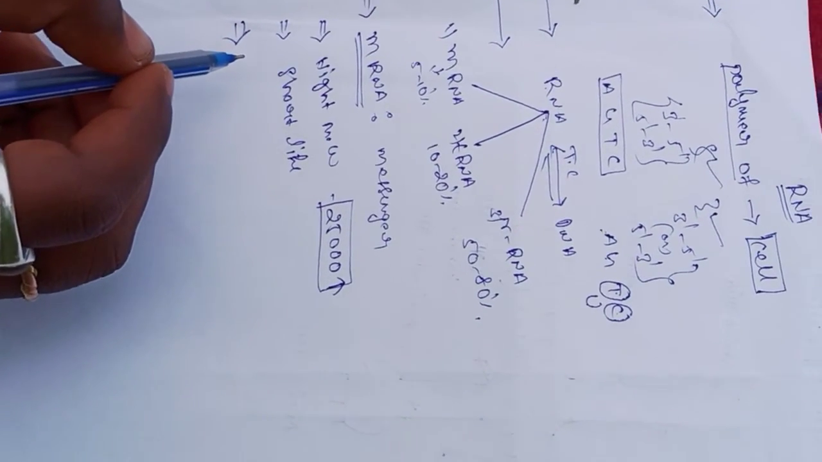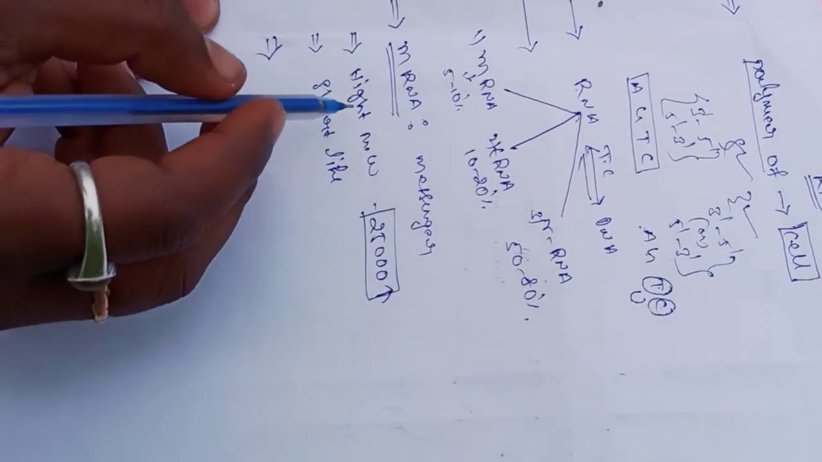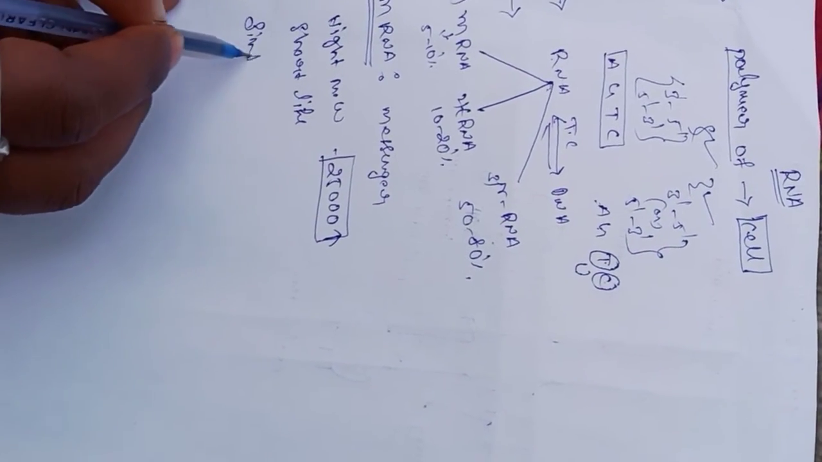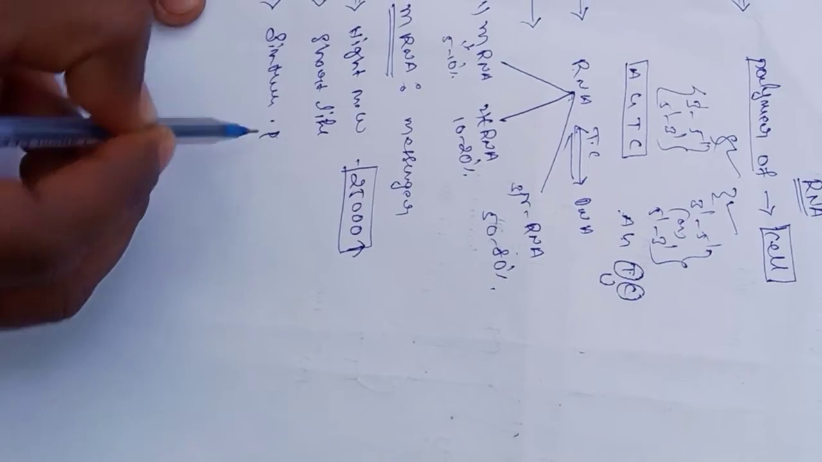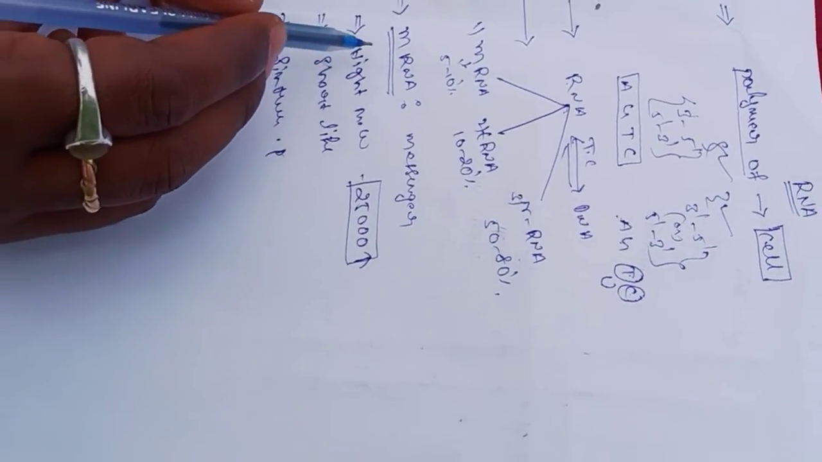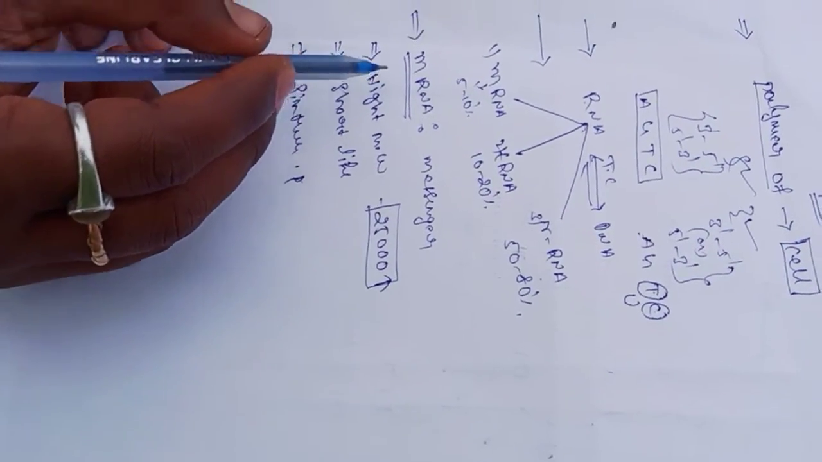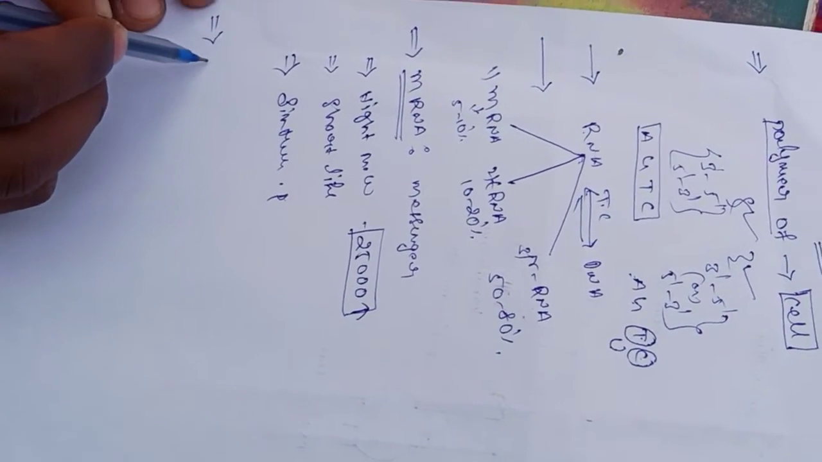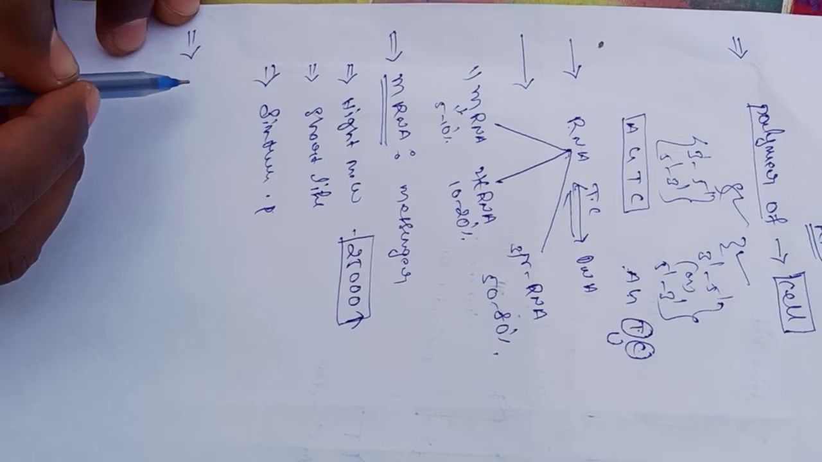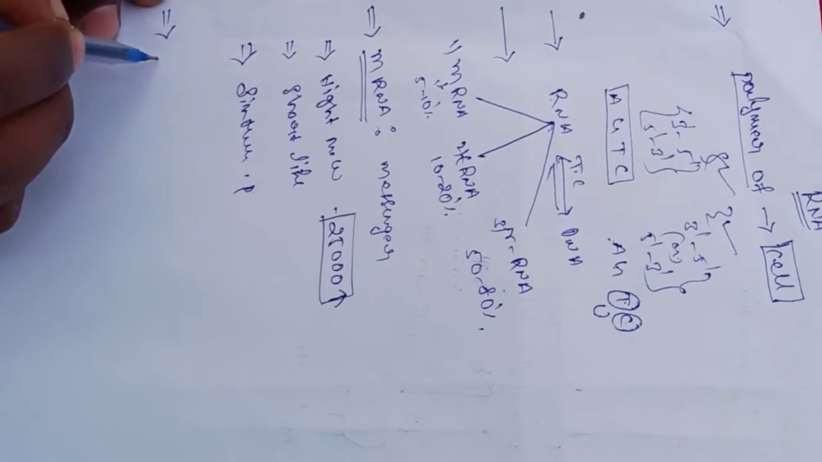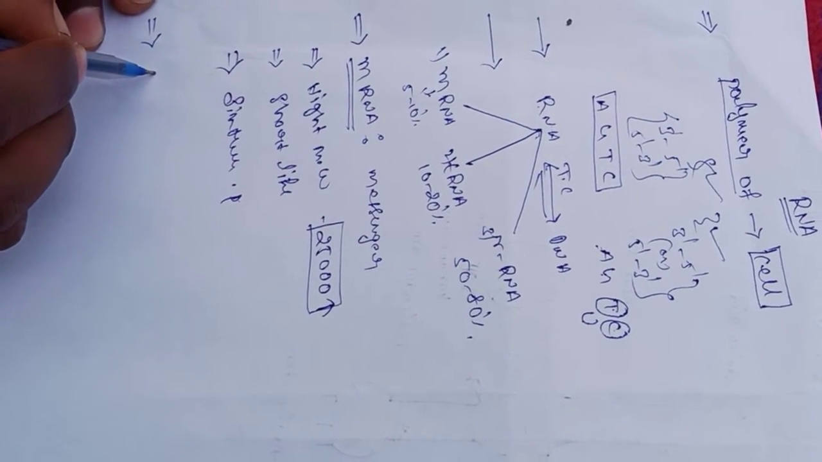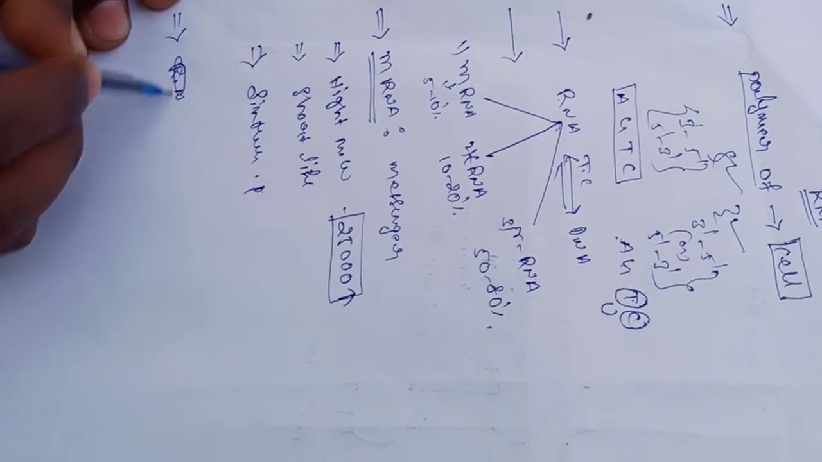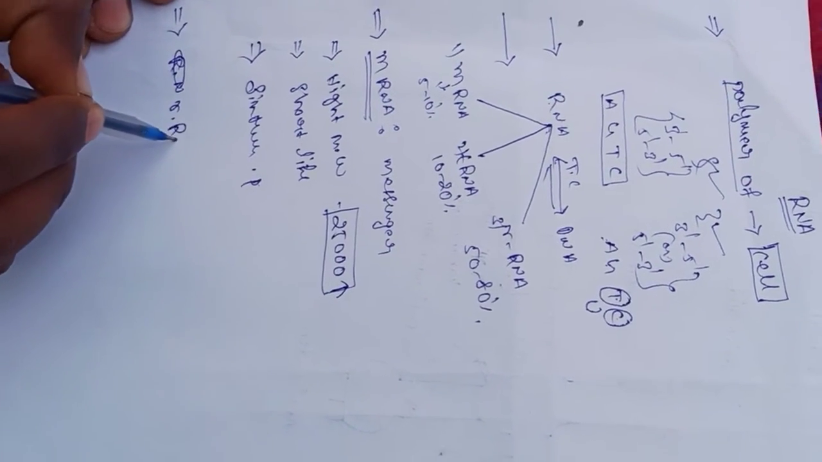And the next one, the mRNA participates in the synthesis of protein. Participates in the synthesis of protein. So that is the importance of the mRNA. The next one, rRNA, ribosome.